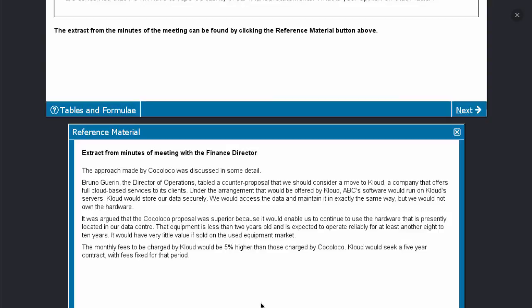It was argued that the Coco Loco proposal was superior because it would enable us to continue to use the hardware presently located in our data center. The equipment is less than 2 years old and is expected to operate reliably for at least another 8 to 10 years. It would have very little value if sold in the used equipment market. The monthly fee charged by cloud would be 5% higher than that charged by Coloco. Cloud would seek a 5-year contract with fees fixed for that period.